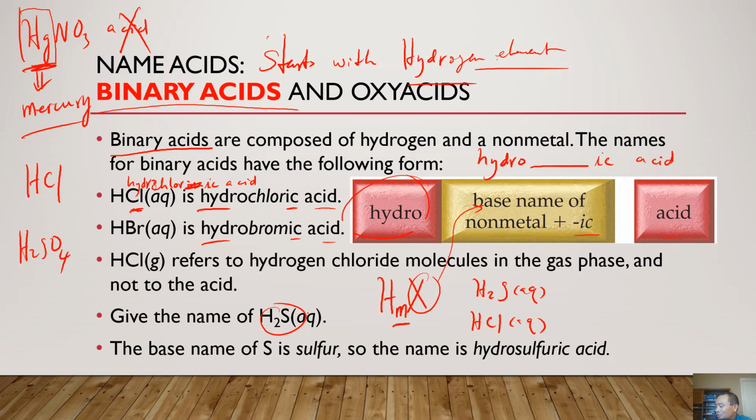For H2S, you don't call that dihydro. Remember, it's always hydro, whatever, ic, no exception, even if you have more than one hydrogen. But remember, it's a binary acid, which means you have no oxygen inside. So this is called hydrosulfuric acid. I do want to mention one thing over here.